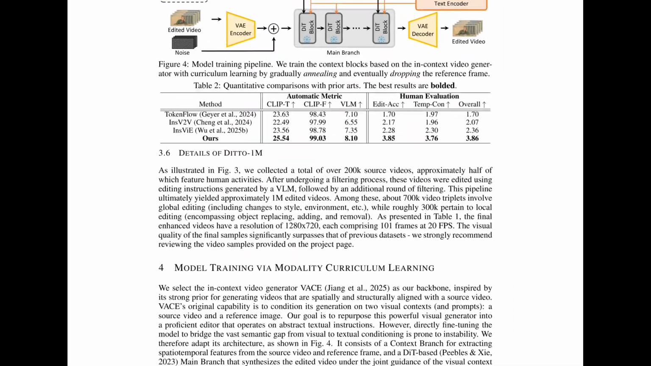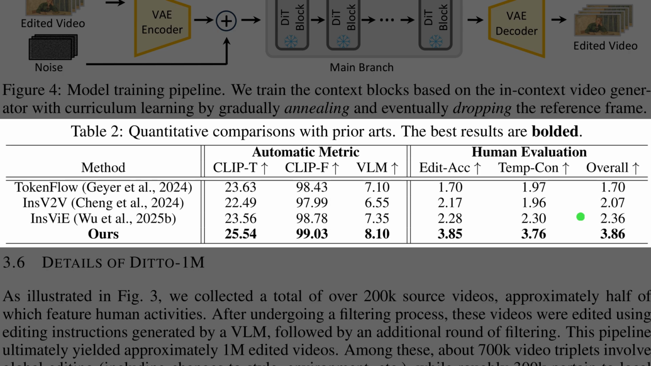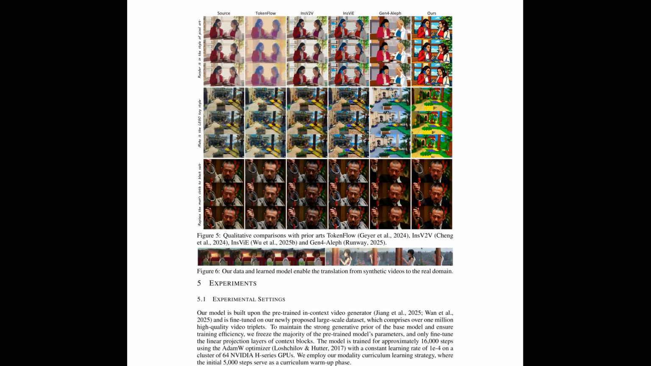Okay, Table 2 shows that the proposed editor leads across both automated scores and human preferences, which means stronger instruction following with smoother motion. Clip text similarity reflects how well edits match the instruction, and the vision language model score is a learned judge that rates fidelity and quality. The automatic metrics block favors the new method consistently. The human evaluation block also places it first for edit accuracy, temporal consistency, and overall quality. Well, Table 2 ranked performance.